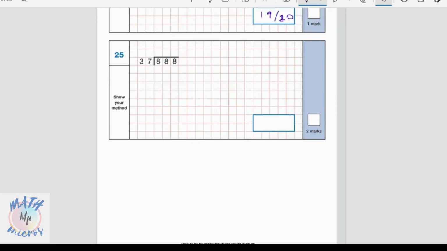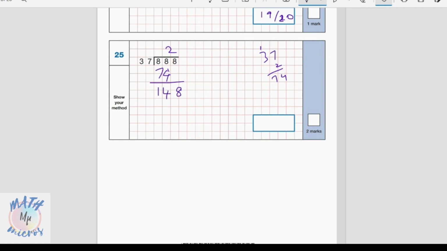Question number 25. 888 divided by 37. So as you can see, 37 times 2 is 74. So I put 2 here and I put 74. Alright, so 8 minus 4 is 4. 8 minus 7 is 1, and I put the 8 here.